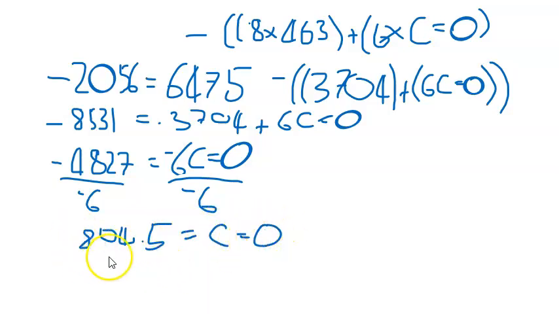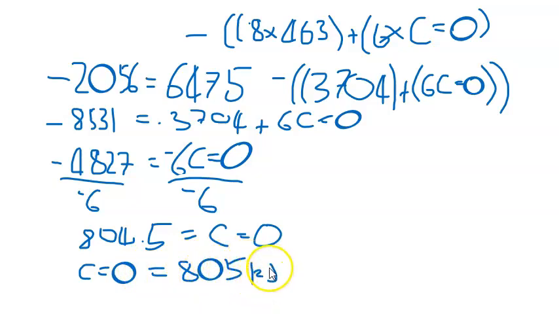So we'll change this to 3 significant figures and then add units and change it around so it's easier to read. So the carbon to oxygen bond equals 805 kilojoules per mole.